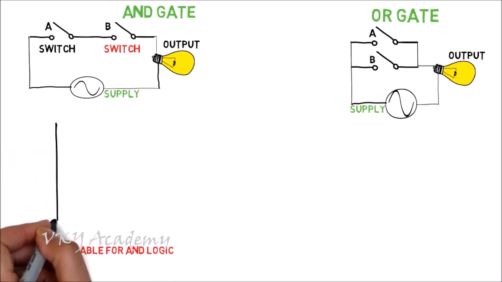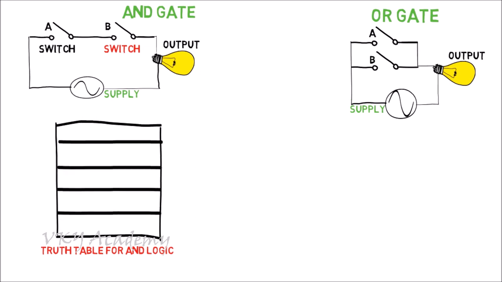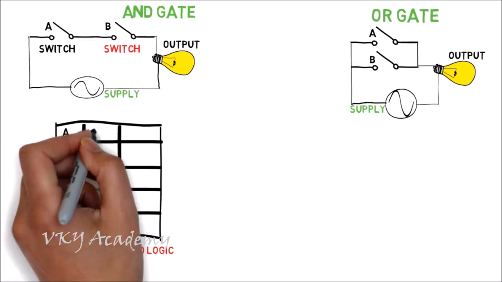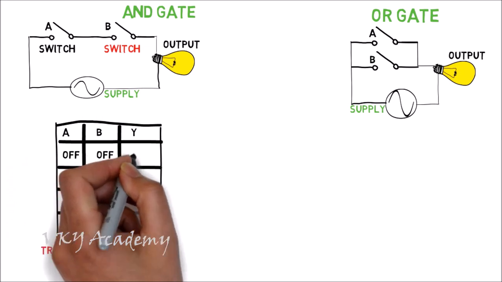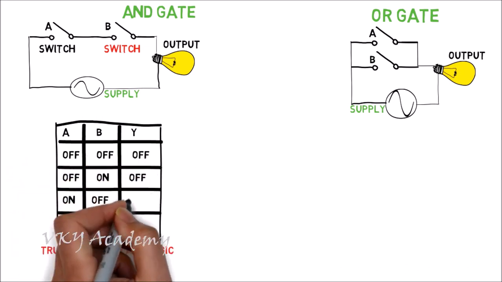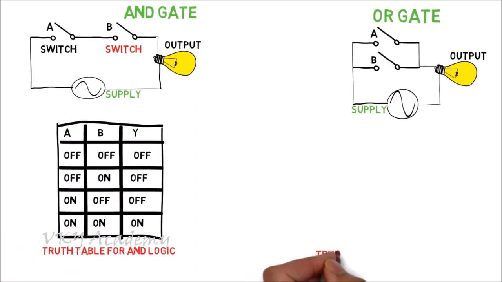Now let us understand the truth table of a two-input AND gate. For two inputs, the possible combinations are 4. The 4 possible combinations are 0, 0, 0, 1, 1, 0 and 1, 1. For 0, 0 output is 0, for 0, 1 output is 0, for 1, 0 output is again 0, and for 1, 1 the output is 1.